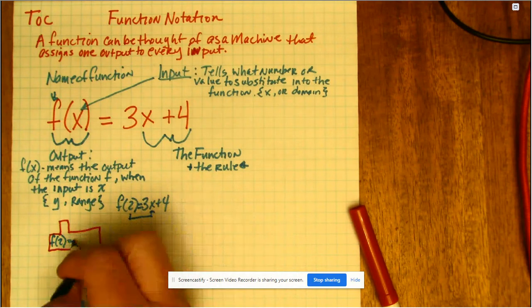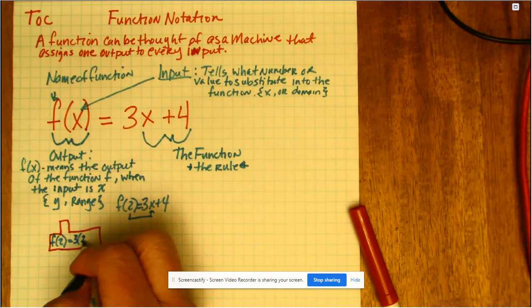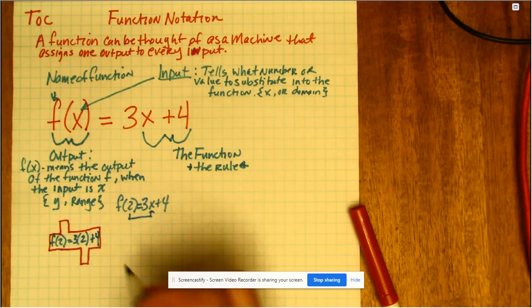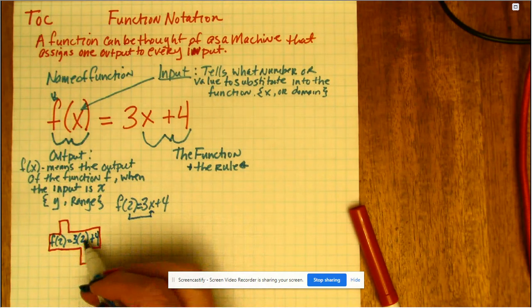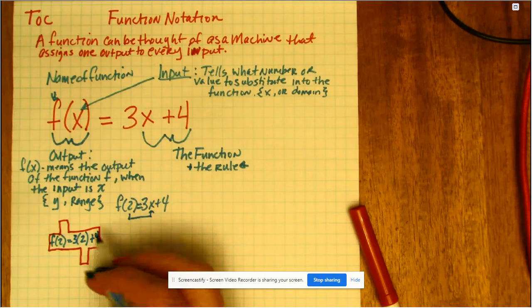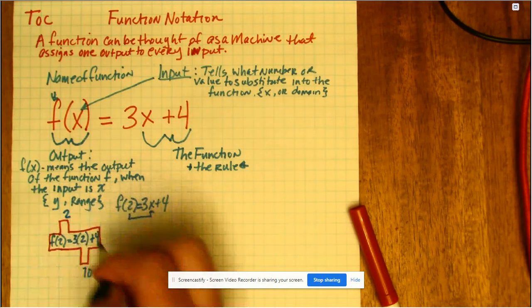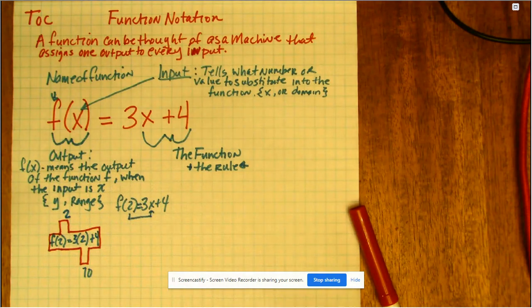So this is going to look like 3 times 2 plus 4. Well, I know 3 times 2 is 6 plus 4 is 10. So when the input was 2, the output was 10.